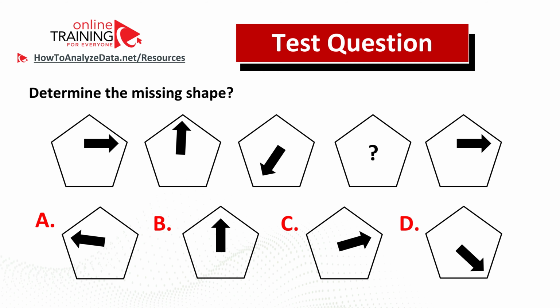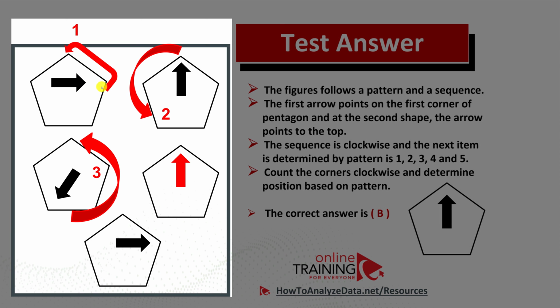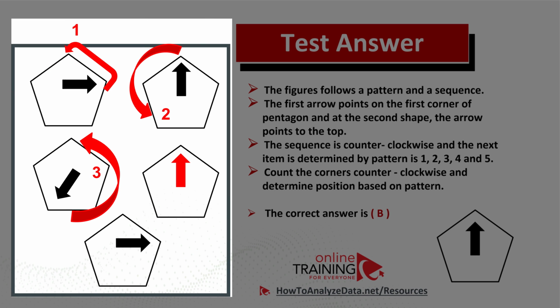Did you come up with the answer? Let's see if we can solve this challenge together. To solve pattern questions, you need to determine the sequence in the pattern. And in this particular one, we have a sequence of items moving counterclockwise. To determine the position of the next arrow, we need to determine the pattern. As you can see, the position of the arrow in the next figure is determined by the sequence number.